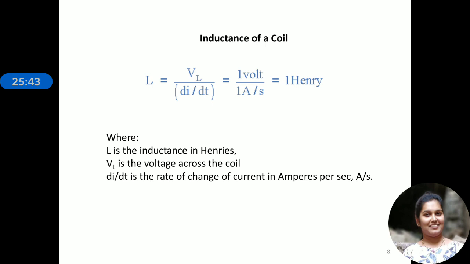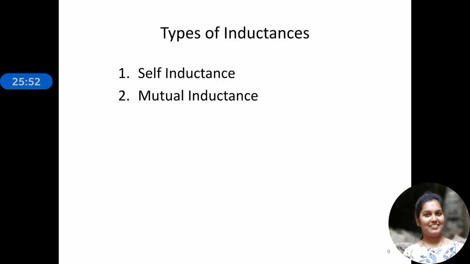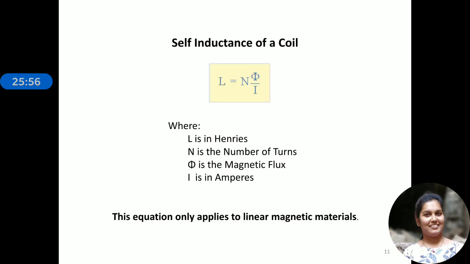So just by increasing the number of turns, inductance can be increased. The relationship between inductance L, number of turns N, flux and current can be given simply. Self inductance can be written as L is equal to N phi by I.